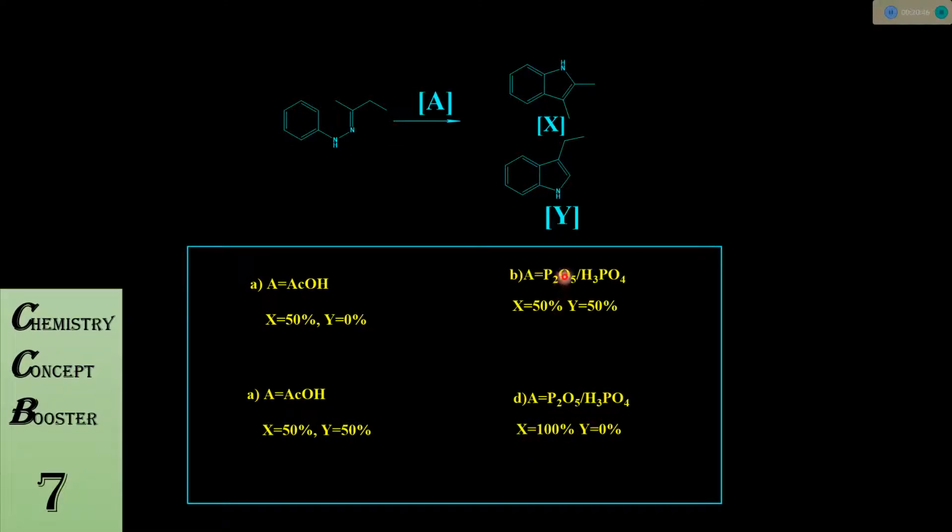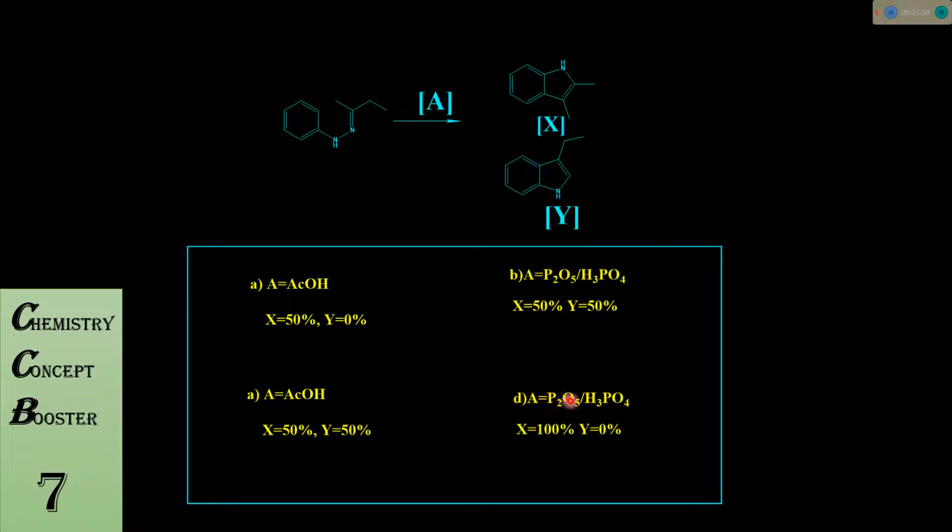If we use H3PO4, then we will get X 50%, Y 50%. If we use acetic acid, then we will get X 100%, Y 0%. So these three options are incorrect. Option B is correct. H3PO4, X 50%, Y 50%.